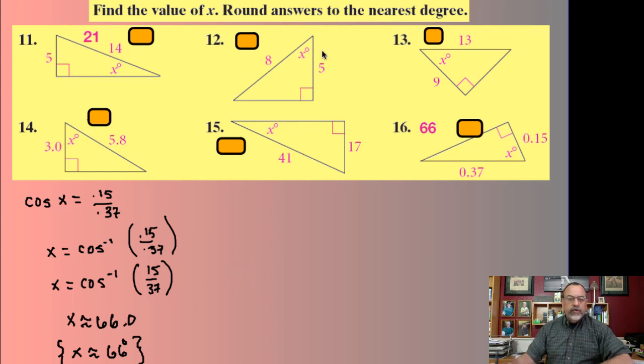Okay, so again, choosing the correct ratio is the key to this, remembering the ratios, and then all we have to do is determine which one to use, substitute in the values, and then solve for the missing variable.